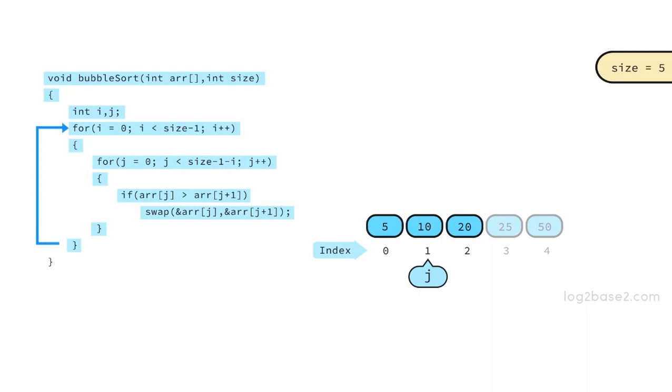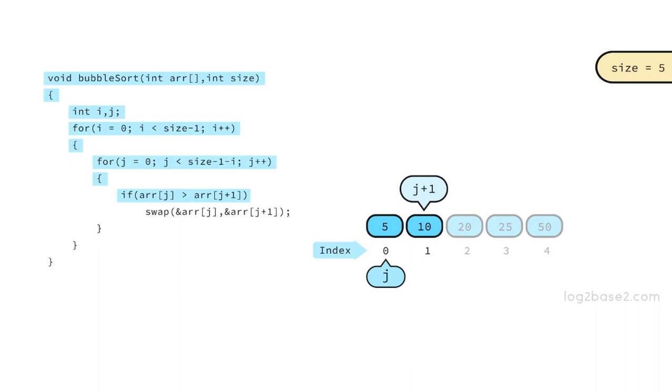Now in the fourth iteration of the outer loop, I is equal to 3. And inside we have the inner for loop, and in the first iteration of this inner for loop, j is equal to 0. And we have if ARR of j greater than ARR of j plus 1, that is, we are comparing the elements at index 0 and 1. And we have 5 not greater than 10. So the if fails here, that is, these two elements are already in sorted order, so we don't need to swap them. Now in the next iteration, j is equal to 1.